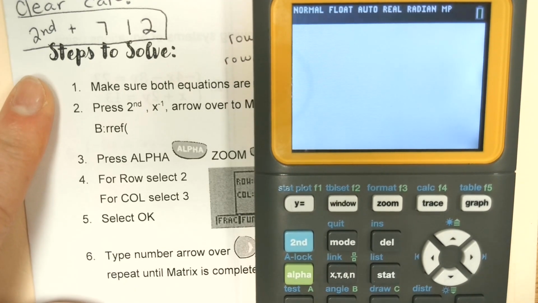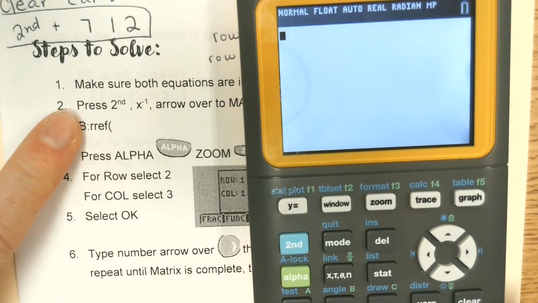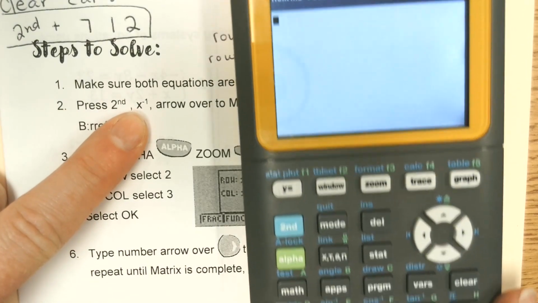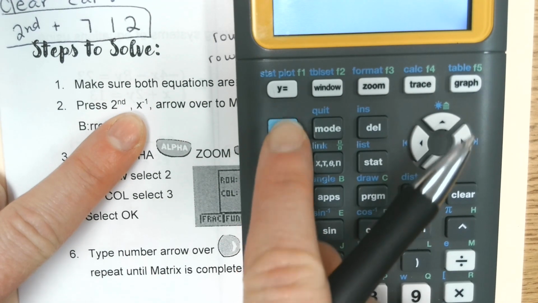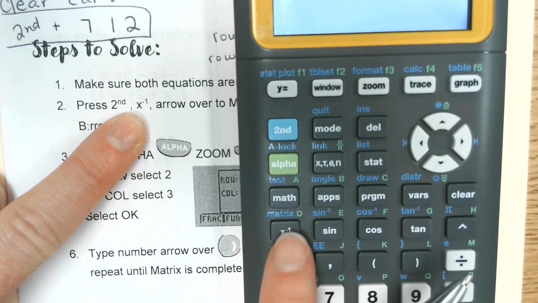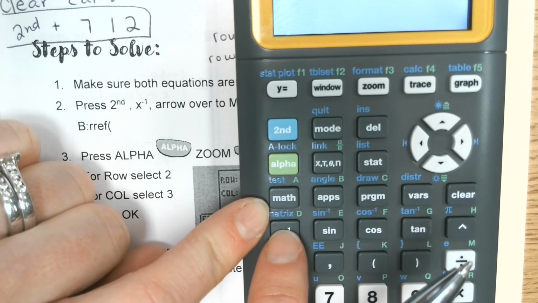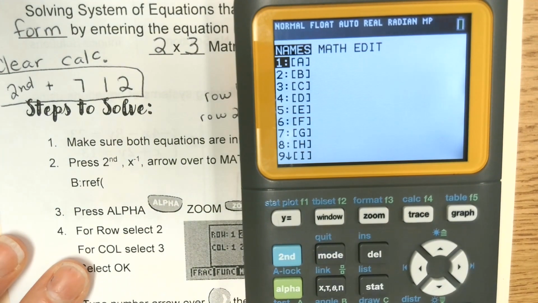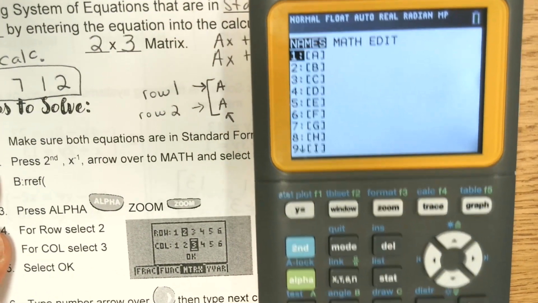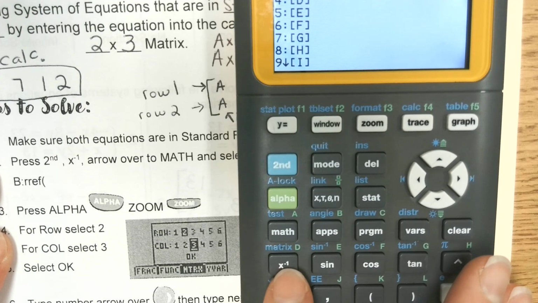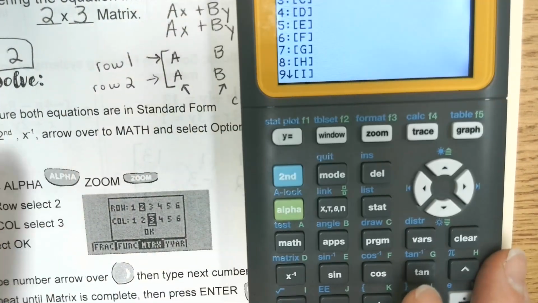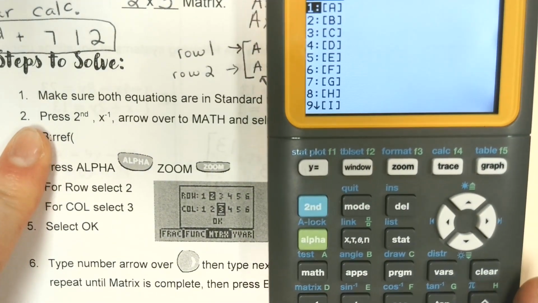Okay, you got to follow along with me. It's really easy if you listen, but you got to listen and follow the instructions. So now it says press second x to the -1. So if we look here, second, and then look at where my finger's at, x to the -1. In blue above it, it says matrix. I hit second and then x to the -1. Okay, I'm on part 2 of number 2. Arrow over to math.